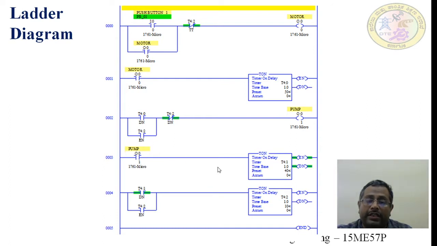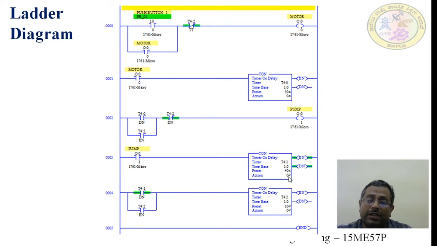And next in the fourth rung, we have to first switch off the motor. When do we switch off the motor? After the pump is on and reaches 40 seconds. After a delay of 40 seconds of the pump on, we have to switch off the motor. That's why as soon as the pump is on, this contact will be closed, the timer gets started and it starts counting.